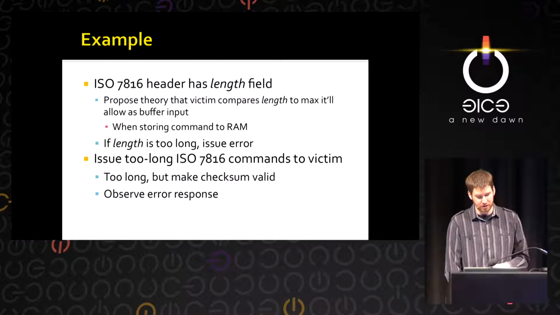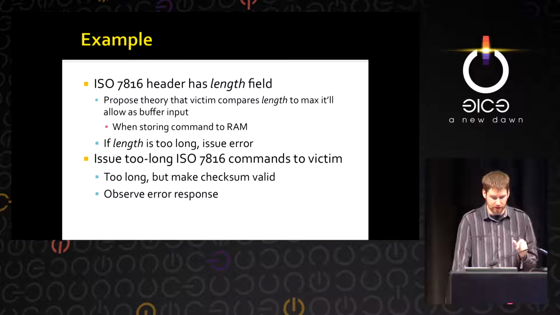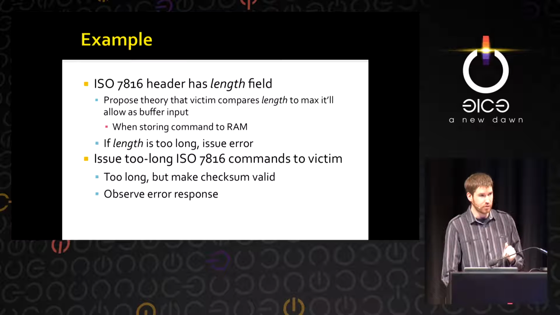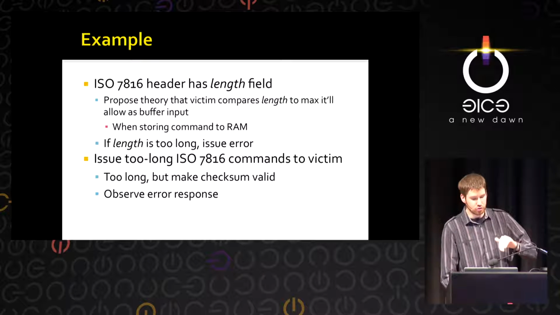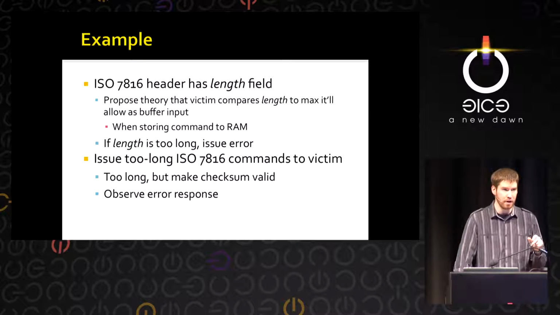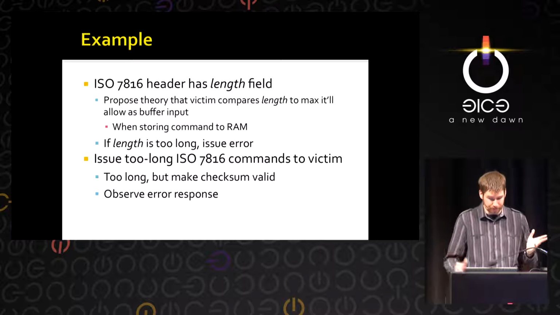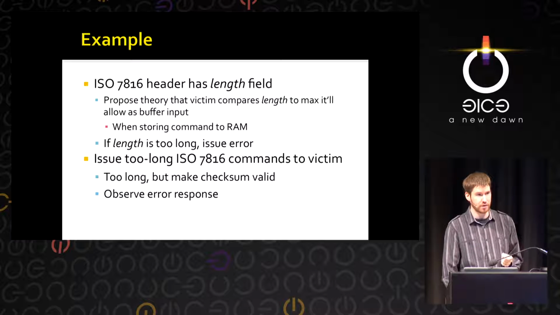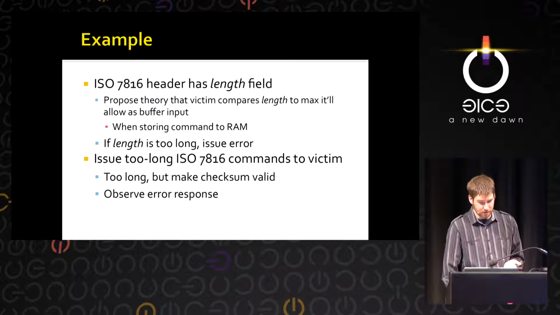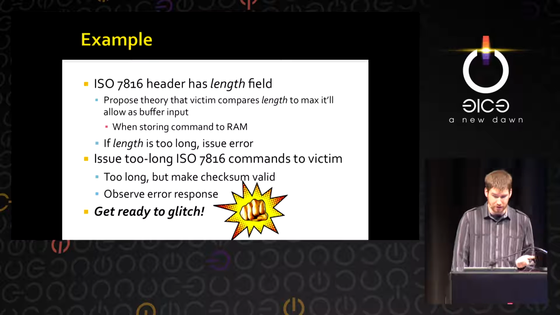Usually I'm not going to allow you any more than this, because I've only set aside 64 bytes of RAM to store the commands, for example. My hunch was that if the length was too long, it would issue an error. So the next theory was to issue a whole bunch of too-long commands to the victim, but otherwise correct up the checksum so that it was correct, and then observe the error response from the CPU. And at this point is when you get ready to glitch.